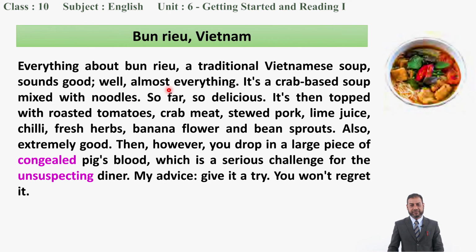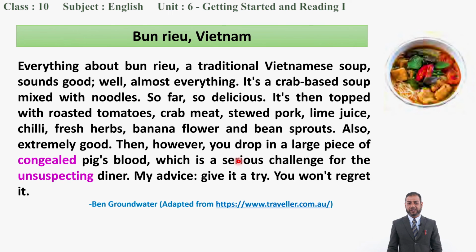Everything about Bun Rieu, a traditional Vietnamese soup, sounds good. Well, almost everything. It's a crab-based soup mixed with noodles. So far, so delicious. It's then topped with roasted tomatoes, crab meat, stewed pork, lime juice, chili, fresh herbs, banana flower, and bean sprouts. Also, extremely good. Then, however, you drop in a large piece of congealed pig's blood, which is a serious challenge for the unsuspecting diner. My advice, give it a try. You won't regret it, okay?